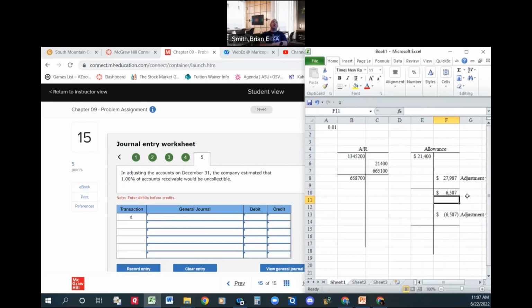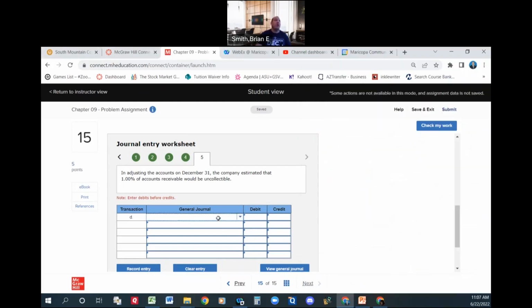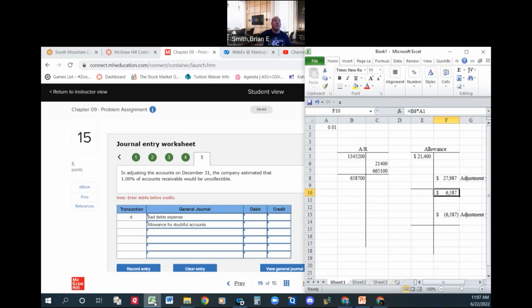Okay, so our adjustment needs to be $27,987 to account for that which we already wrote off and to get us to the balance we need to be at. So let's go ahead and do our journal entry over here. We're going to do bad debts expense and then credit the allowance for doubtful accounts. And I got to remember what the number was. $27,987.